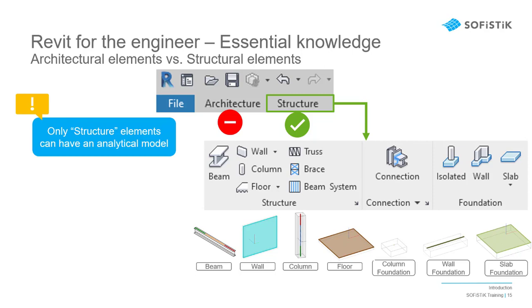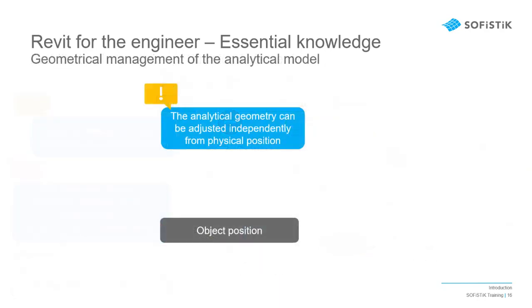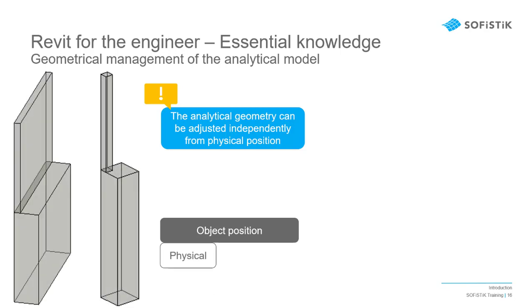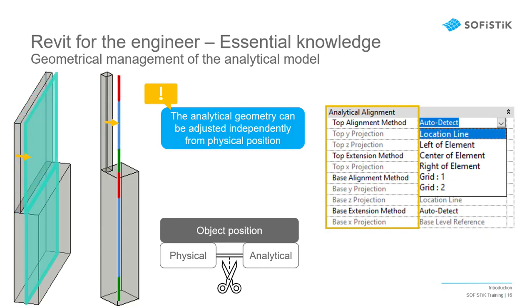In the object's property, there is an option to enable the analytical model. Don't forget to check this option or to deactivate it if you don't want to take a certain object into account. As mentioned, there are two geometries for the same object: the physical and the analytical. Both geometries are initially connected, but it is possible to specify an explicit or relative position, so-called alignment, for the analytical model, and therefore disconnect the geometries between physical and analytical.